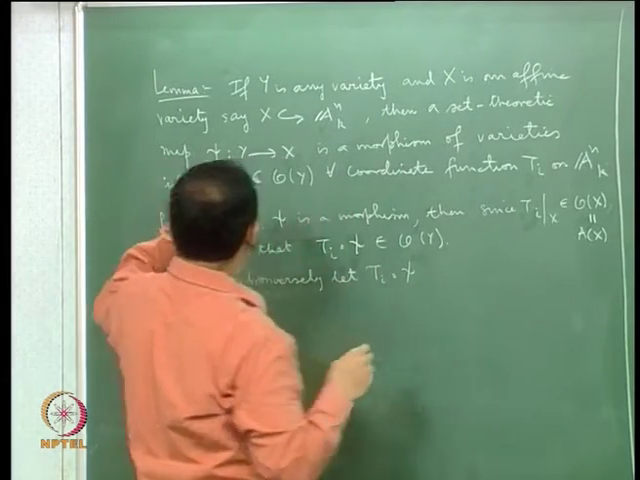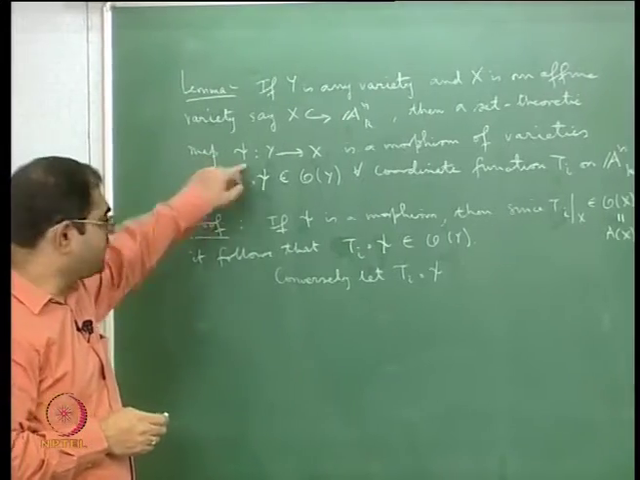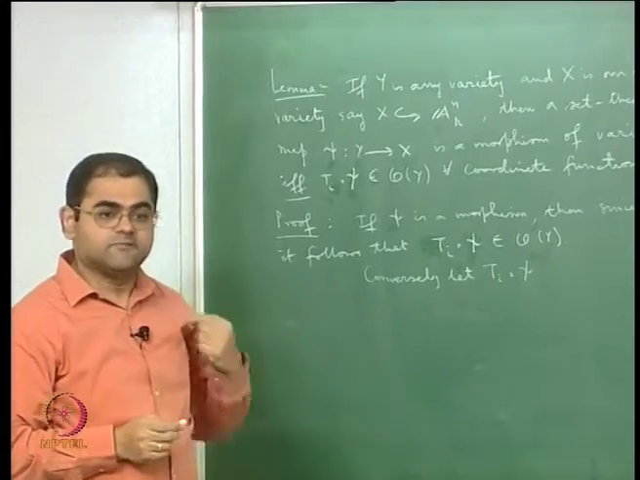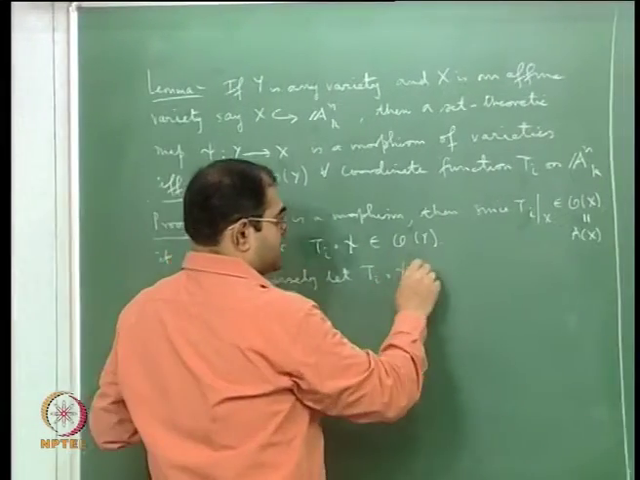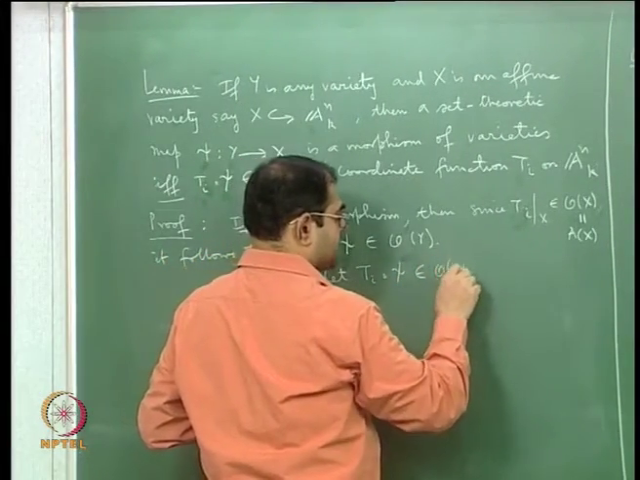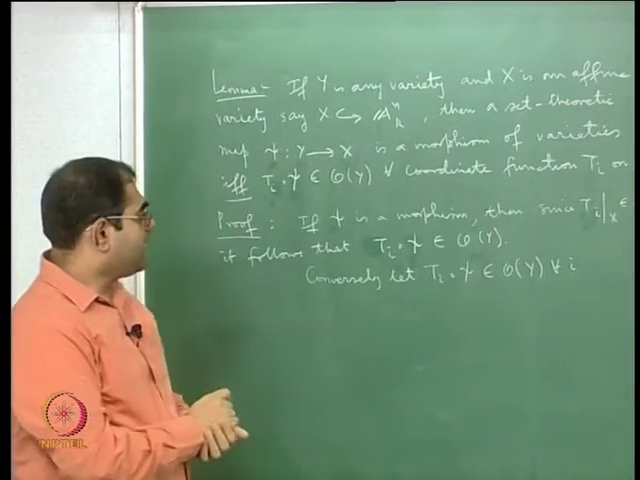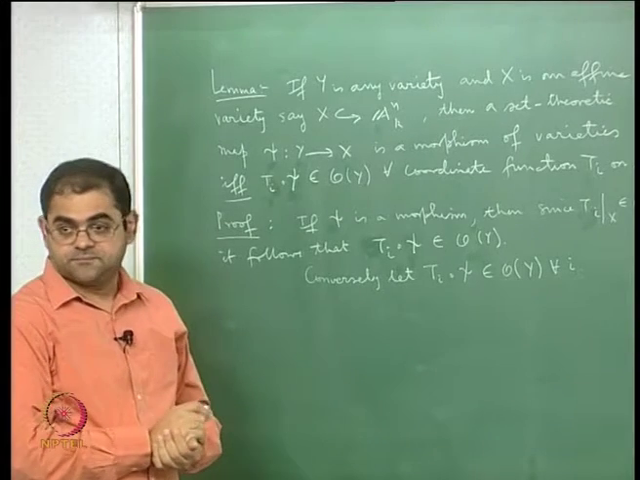Conversely, assume that psi is just a set theoretic map with this property that it pulls back coordinate functions on the target affine variety into regular functions. That is, this T_i circle psi is in O_Y for all i. Suppose this holds, then I will have to show that psi is a morphism.